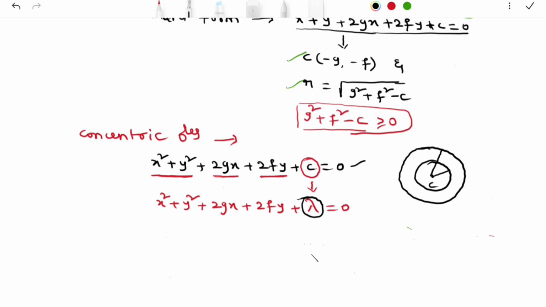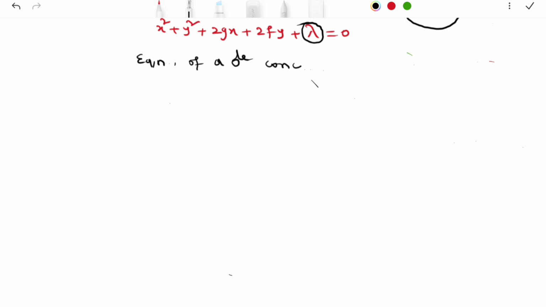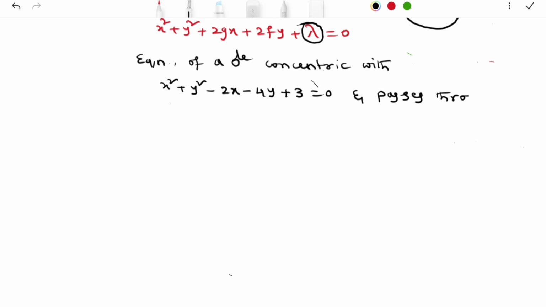Now we will see one example based on this one. Find the equation of a circle concentric with x square plus y square minus 2x minus 4y plus 3 is equal to 0 and passes through the point (1, 2).